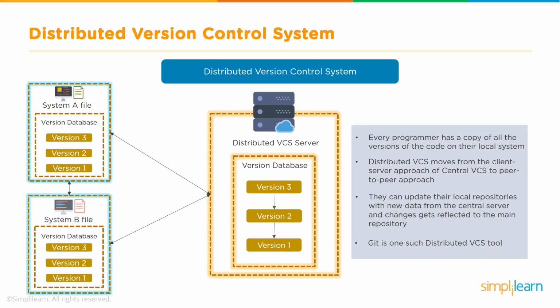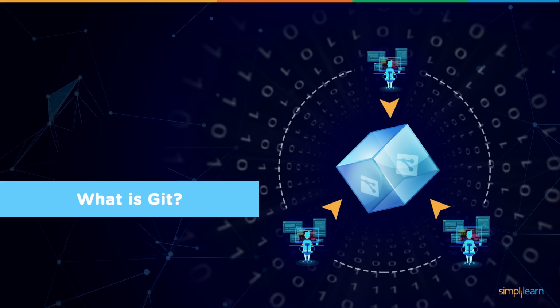Now, one of the more popular distributed version control systems out there is Git. I mean, it really is probably the most popular by a margin compared to any system out there. So, let's dig into what actually is Git.